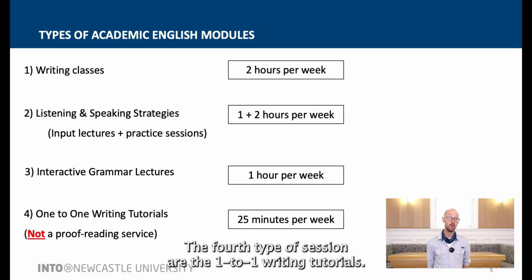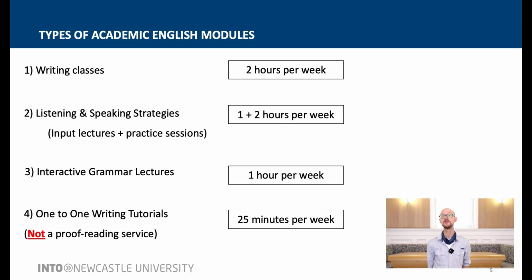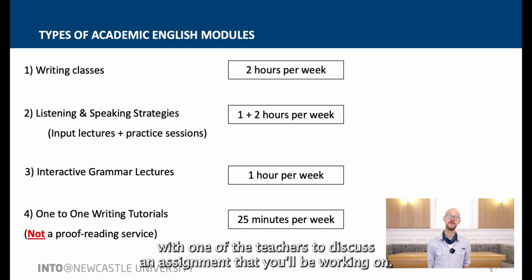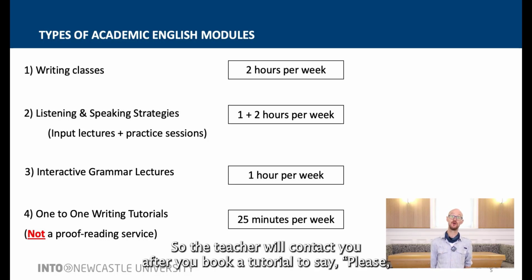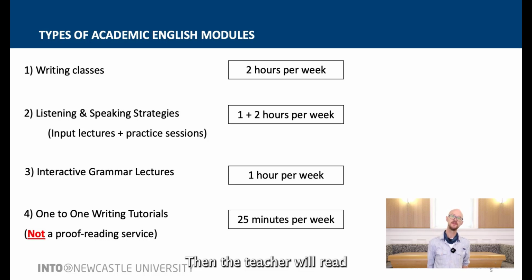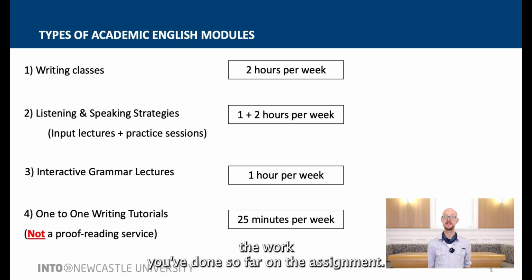The fourth type of session are the one-to-one writing tutorials. Each week you can book 25 minutes of time with one of the teachers to discuss an assignment that you'll be working on. The teacher will contact you after you've booked a tutorial to say, please can you send me the assignment and the task instructions. Then the teacher will read the work you've done so far on the assignment.